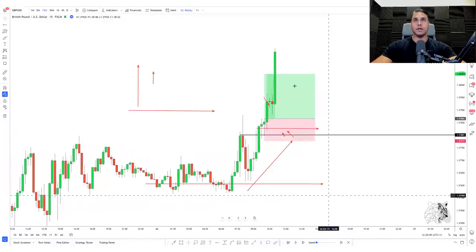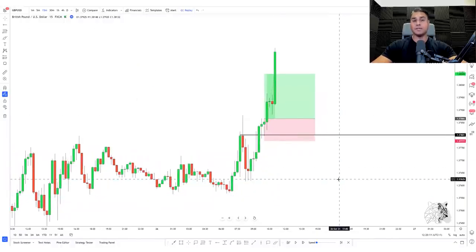And there you have it. How could you have entered pound USD today using the 15-minute time frame along with high time frame analysis, creating a plan and following through with that plan? Well, this is exactly how you could have done it. Let's move on to the 5-minute entry.